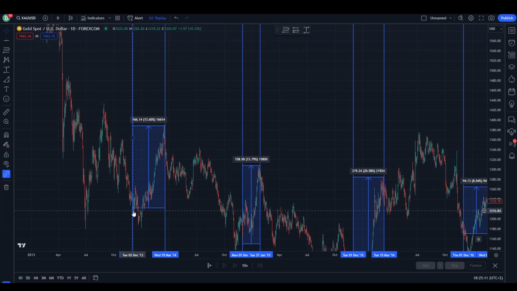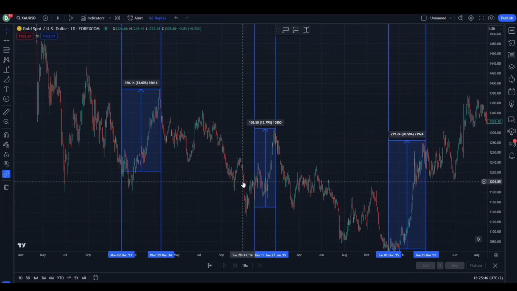Starting from this first period, over here in the beginning of December, the price was about $1,220, and it increased over $160 by the middle of March, reaching around $1,390. This was over 13% of an increase. You can notice that initially the price dropped a bit, but soon after it recovered that and went much higher.